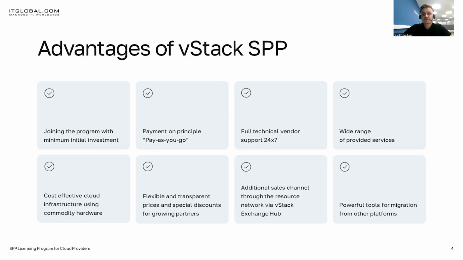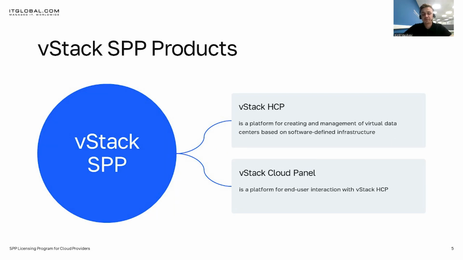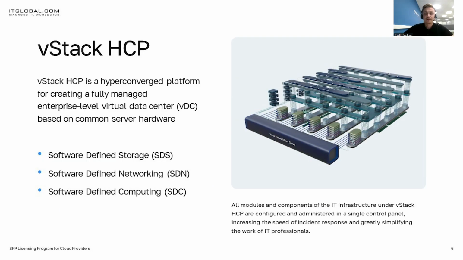So mainly the program consists of two main products, which are vStack HCP and vStack Cloud Panel, which I'll be talking about in the upcoming slides. The vStack HCP is a hyper-converged platform for creating fully managed enterprise-level VDCs based on common server hardware. The product has been in production since 2019 and has thousands of VDCs in operation. It's a powerful and reliable hyper-converged platform based on a cutting-edge technology stack.